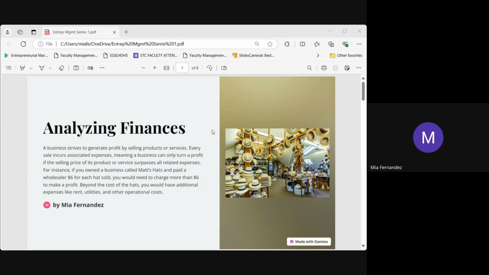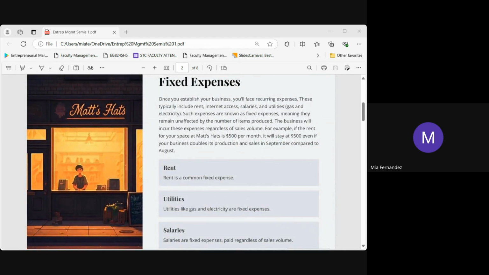And of course, one of the things that we cannot remove from putting up a business is the monetary side. It's very important for us to understand the financial standing of your business to thrive. You have two types of expenses, the fixed expense and the variable expense. When you say fixed expense, ito yung mga ginagastos ng iyong business regardless kung ilan yung sales volume o kung nakabenta ka o hindi.